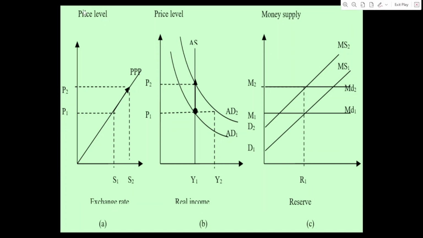In this case, when the price and exchange rate function is given, the exchange rate is increased from S1 to S2 when the price is increased from price 1 to price 2. But when we consider the price level with the real income, when the price is increased, the real income also increased. And also, here the reserve is still the same.